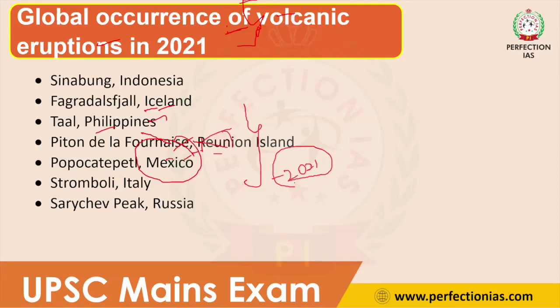This year UPSC asked a question regarding volcanic eruptions. Next year they can ask about earthquakes, the global occurrence of earthquakes in 2021, and they can also ask about cyclones. So wherever important natural disasters are happening around the world, just note down the places.